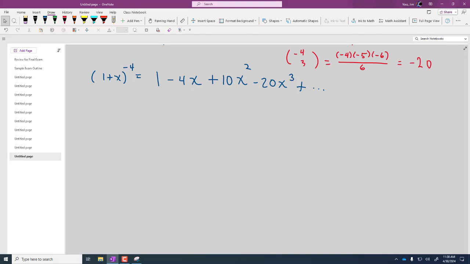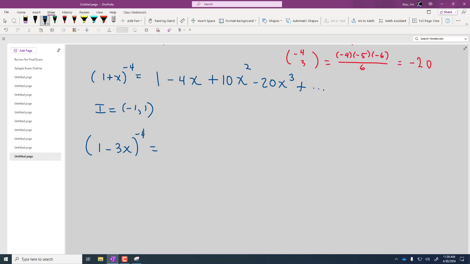Okay, so the interval of convergence here is -1 to 1. So now a typical question would be, what about 1 minus 3x to the -4? What's the power series for that? First 4 non-zero terms.